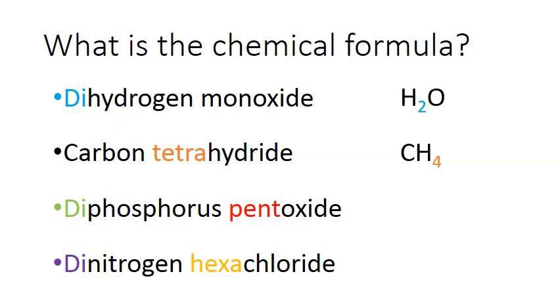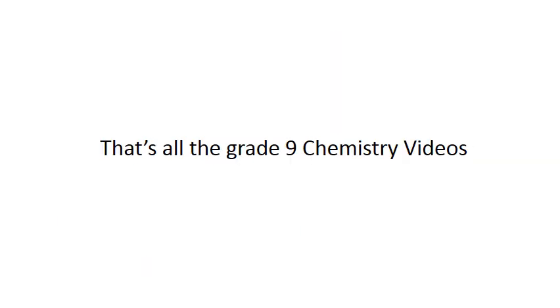Then we have diphosphorus pentoxide. So di means there's 2. Penta means there's 5. So we get P2O5. And then our last example here, we have dinitrogen hexachloride. The di means there's 2, and hexa means there's 6. So we get N2Cl6. All right, so that's it for the grade 9 chemistry unit.